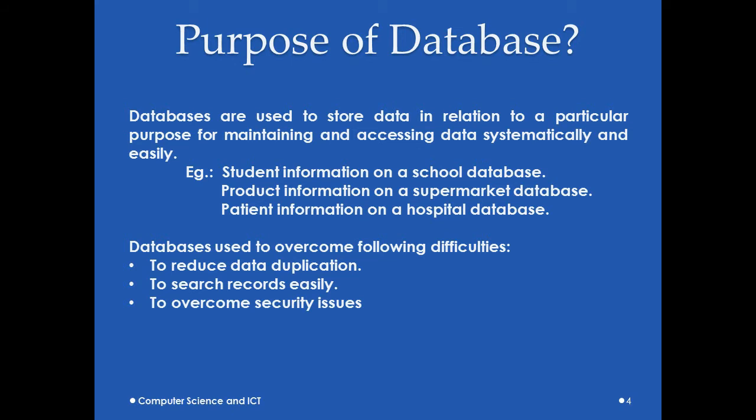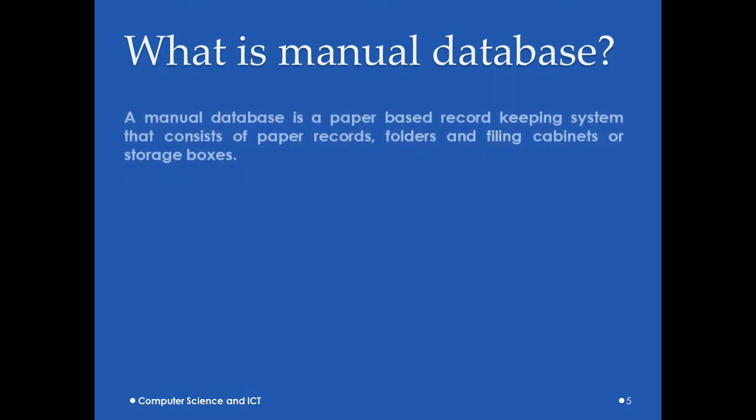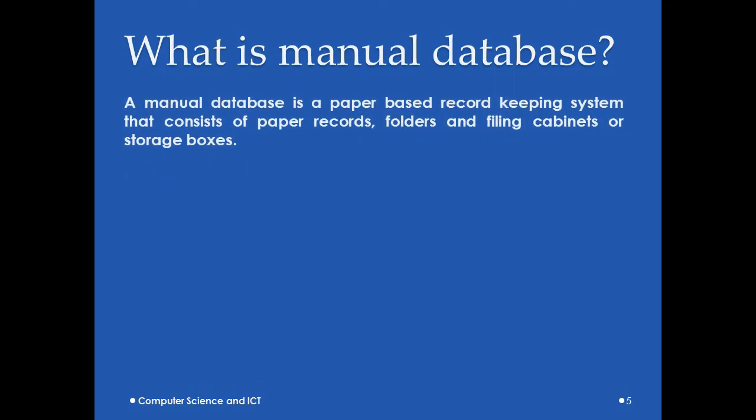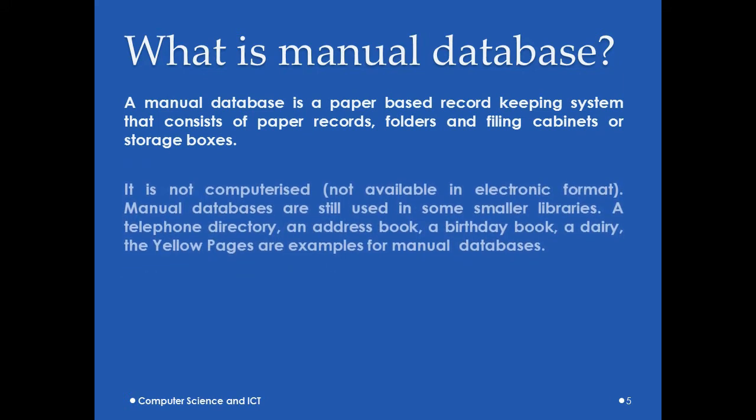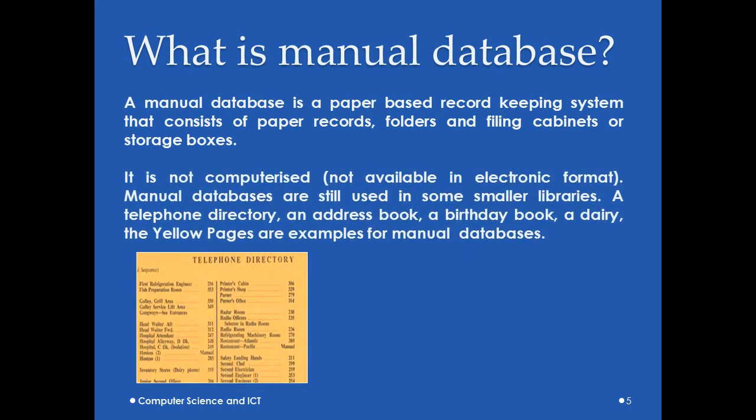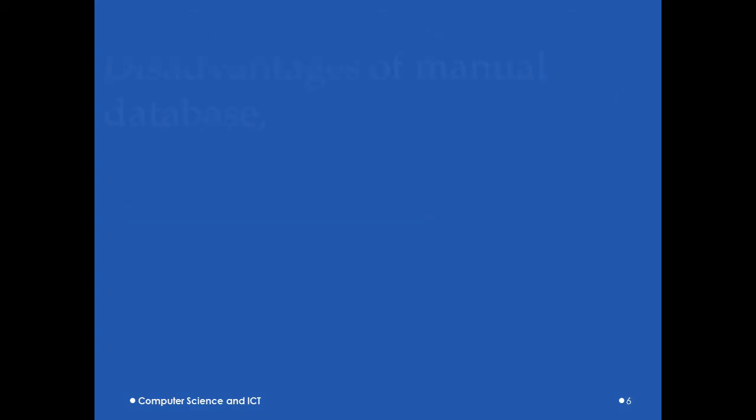security issues. What is a manual database? A manual database is a paper-based record keeping system that consists of paper records, folders and filing cabinets or storage boxes. It is not computerized. Manual databases are still used in some small libraries. A telephone directory, an address book, a birthday book, a diary, the yellow pages are some examples for manual databases.